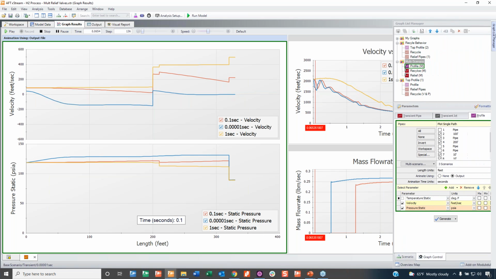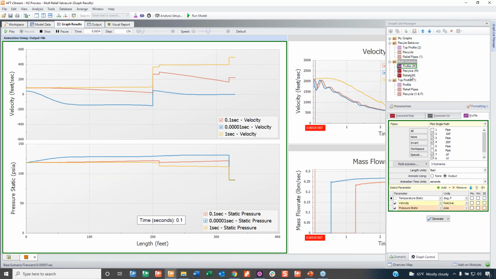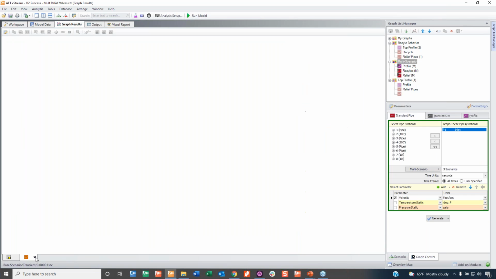Well, if we look at, I will actually just load my recycle. I have to close this first.